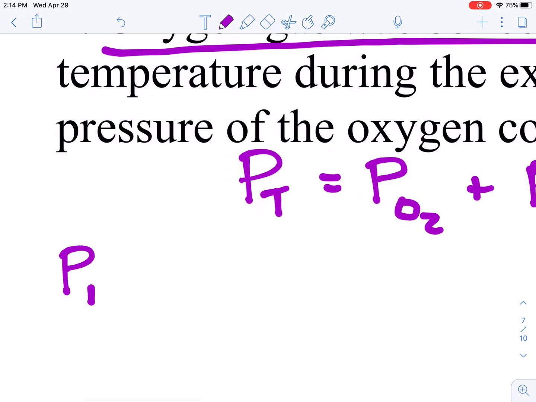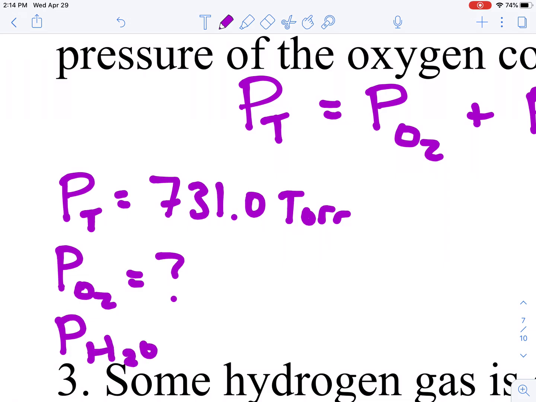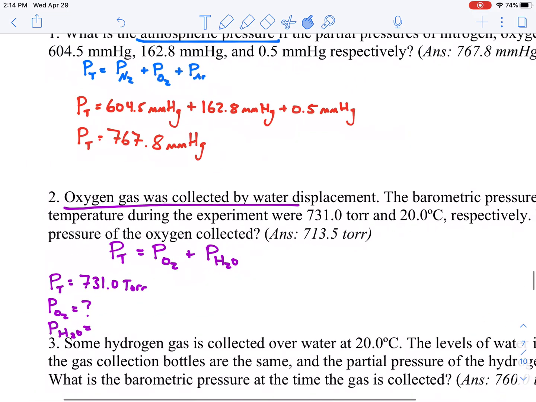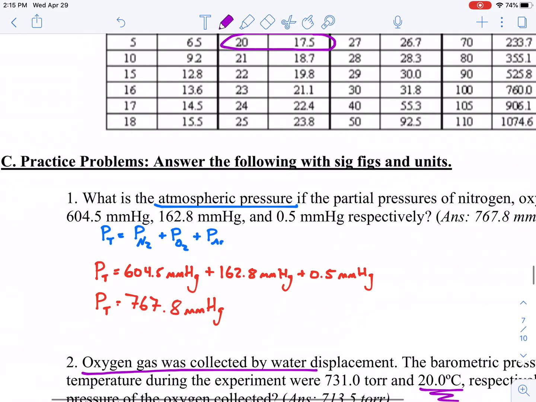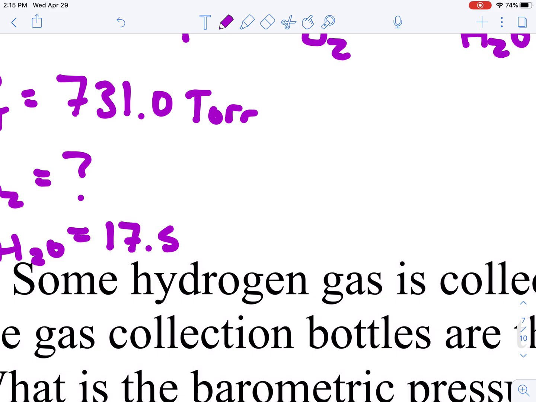So pressure total is equal to 731.0 torr. It says we're interested in figuring out the partial pressure of oxygen gas, but unfortunately we're not told the partial pressure of water vapor. So what do? Well, we are told that this thing is taking place at 20 degrees Celsius. So if we come on up to our table, you'll notice that 20 degrees Celsius has a partial pressure of water vapor of 17.5 torr. So actually we are told the partial pressure of water vapor. It's 17.5 torr at the temperature where our experiment is taking place.